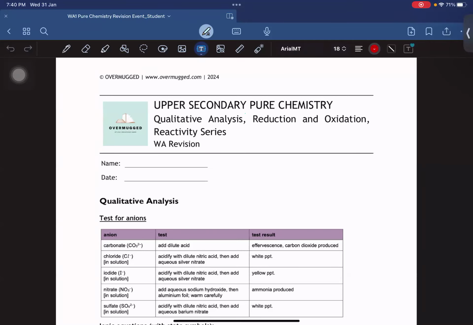So I'll start off revision with QA first, then redox. What about redoxes? Who is doing redox for WA? Almost everyone. Okay, then what about reactivity of metals? Okay, can. So the topics I've chosen are among the more common topics that most of you are being tested on. So I hope you guys at least take something back home from today's lesson.